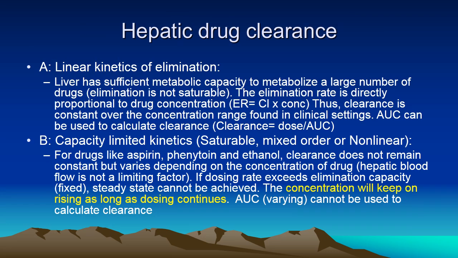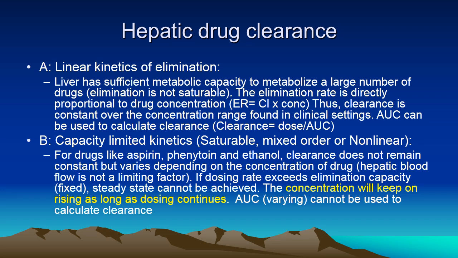In hepatic drug clearance, the drugs may follow linear kinetics, and for these drugs, the liver has sufficient metabolic capacity to metabolize a large number of drugs, and the elimination process is not saturable. Therefore, the rate of elimination is proportional to concentration. Clearance is constant over a wide range of concentrations found clinically. Area under the curve can be used to calculate clearance.